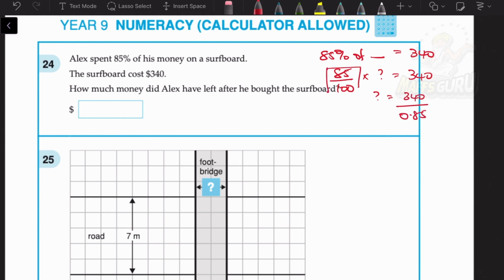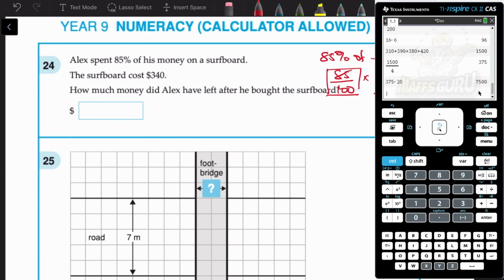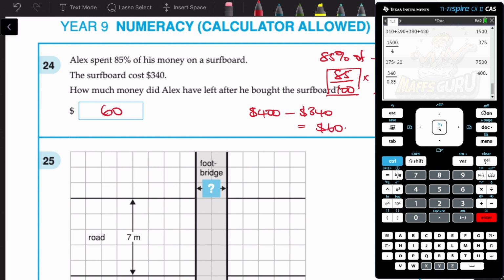And if you wonder where 0.85 is, put that into your calculator and that's what's going to come out. So put my calculator up for a moment. Let's see what happens. 340 divided by 0.85. Hit it. Oh, try that one again. 340 divided by 0.85. Hit enter. I get $400. That's not my answer, remember. That's how much he started with. He spent $340 on the surfboard, and so he would have left $60. Right, and again, that was more a trick of language than it was with maths. It was a bit of maths. How much money did Alex have left?